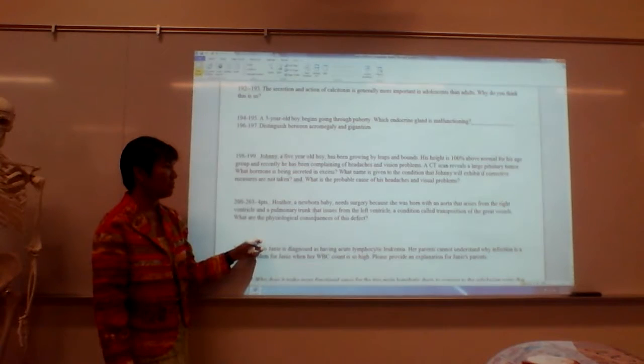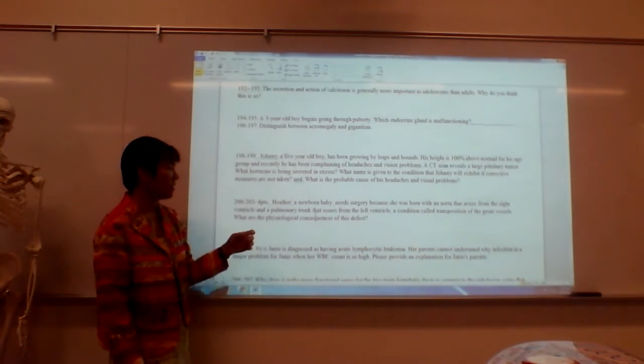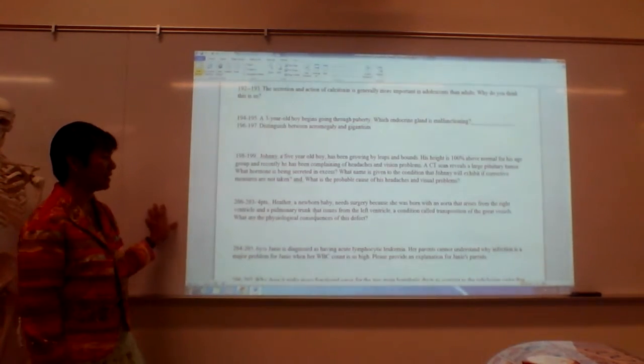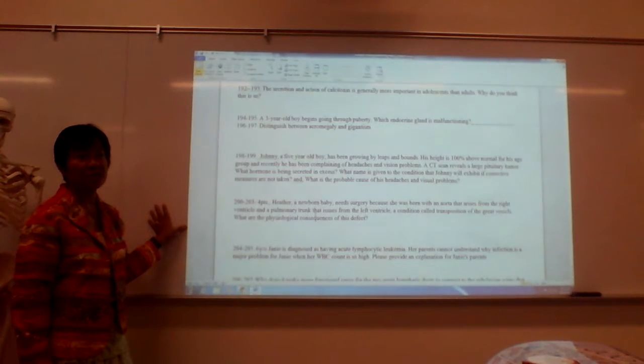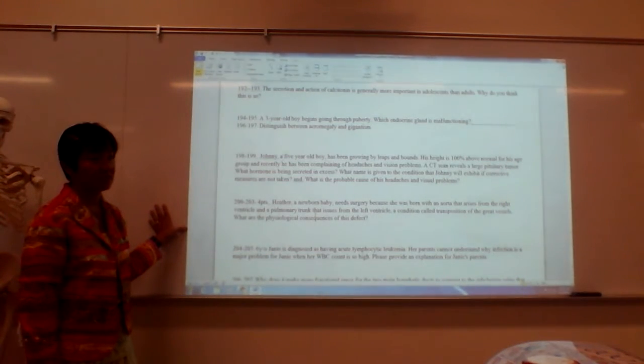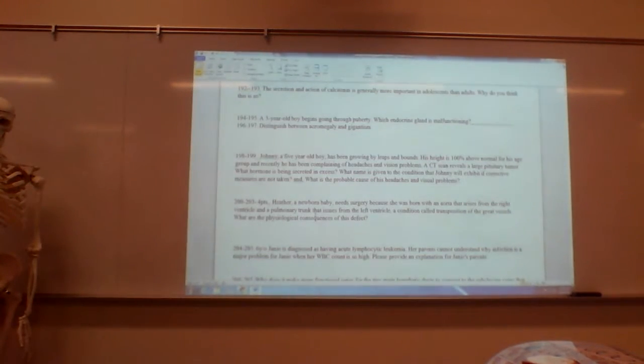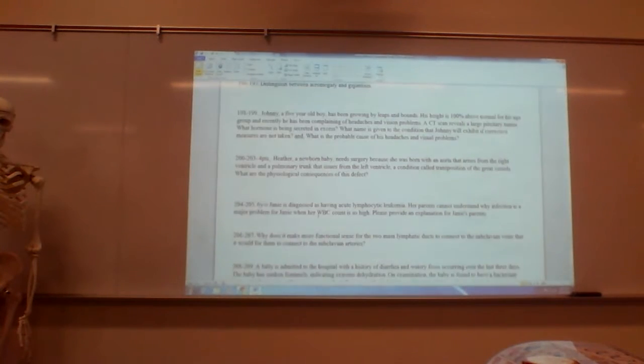Heather needs surgery because she was born with an aorta that arises from the right ventricle, and the pulmonary trunk issues from the left ventricle. This is called transposition of the great vessels. What are the consequences of this defect?